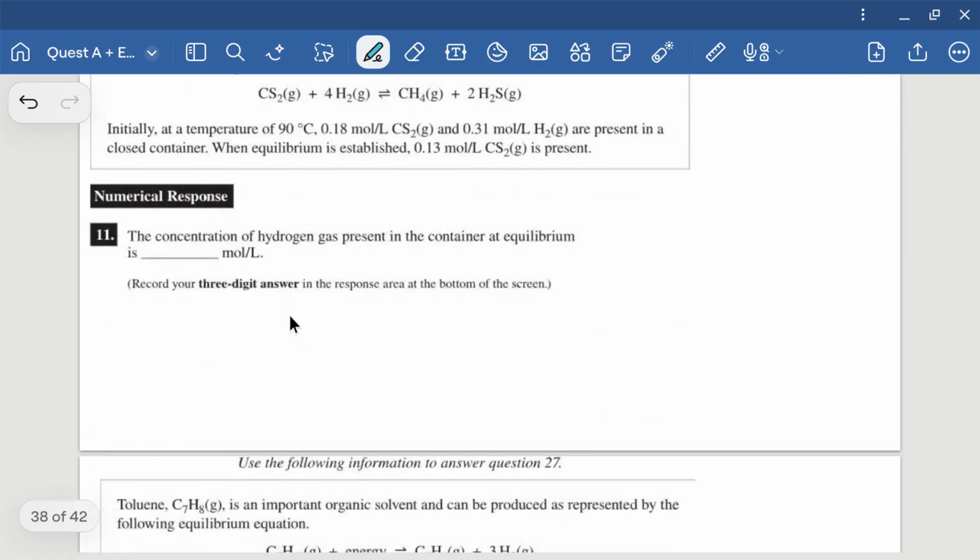Now, this next one, we're starting to look at ICE values, or an ICE table. So going through this, we have our reaction. You'll need to set up an ICE chart. Your initial concentration of CS2 is 0.31. My dog is distracting me. Oh wait, no, that was wrong. 0.18 and then 0.31. Unless it tells you otherwise, you can assume your products are 0.